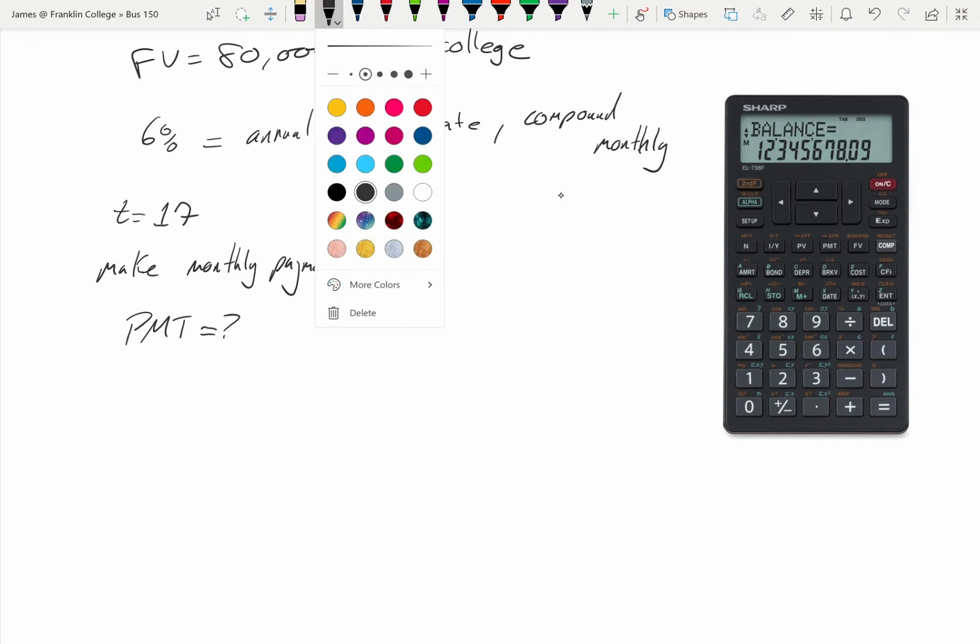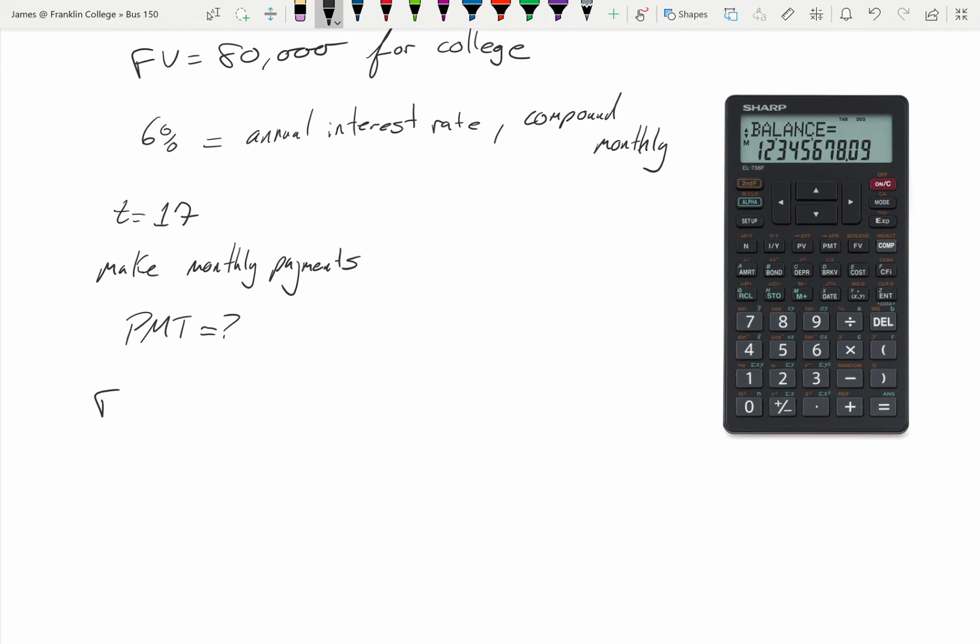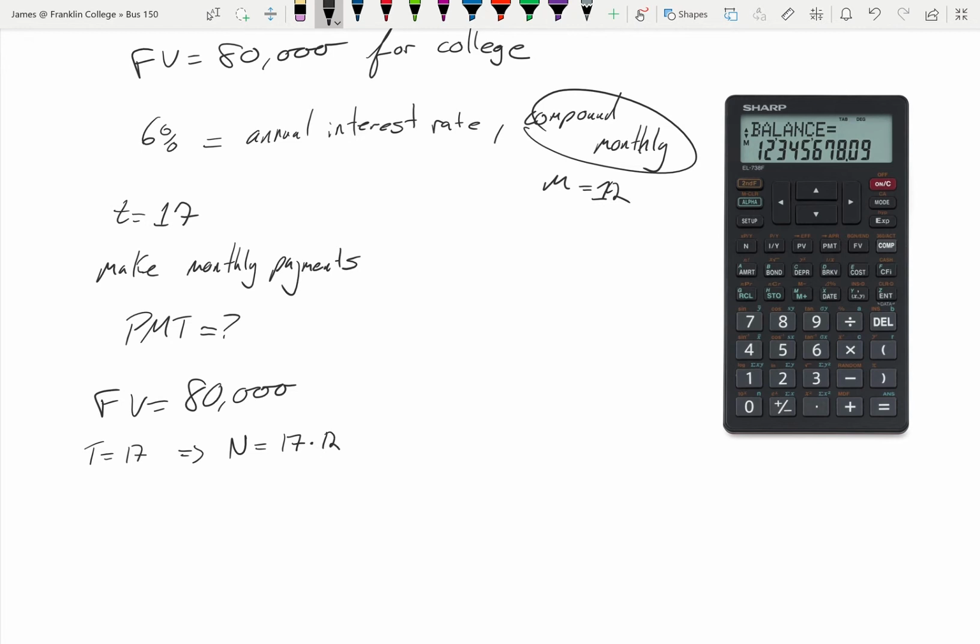And we already know that the future value has to equal $80,000. Alright, we know T equals 17 years. And that implies that our N, once again, is going to equal 17 years times our M. And if it compounds monthly, that implies our M equals 12. So 17 times 12, well, that's 204, of course. That is our N.